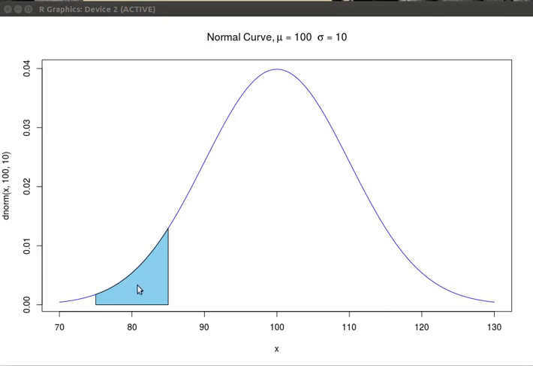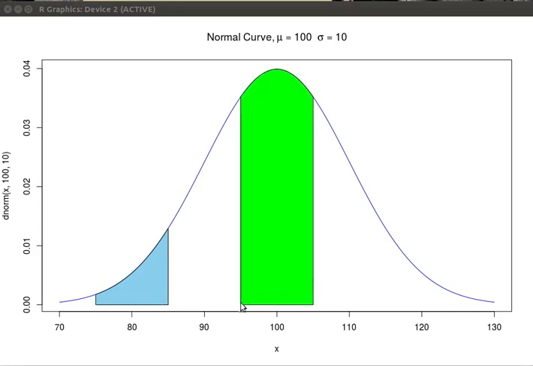That blue area is just barely over 6% of the total area under the curve. So there's a 6% chance of picking a value between 75 and 85. In contrast, this green area going from 95 to 105 is a little over 38%. So there's more than six times the probability of picking a number between 95 and 105 in a normal distribution with a mean of 100 and a standard deviation of 10 than there is of picking a number between 75 and 85 in that same distribution.